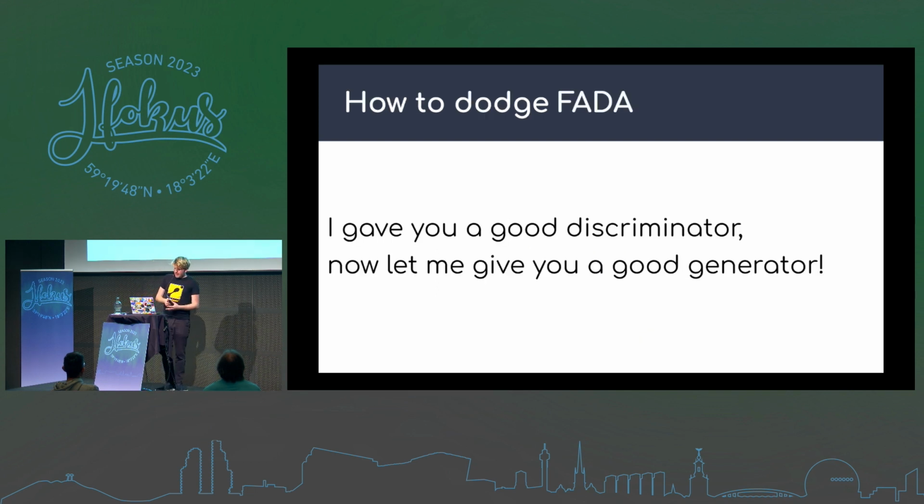Okay, so to finish, I gave you a good discriminator. You remember what a GAN was? The discriminator is the network that tells you, yeah, this is real, this is fake. Now I want to give you a good generator.